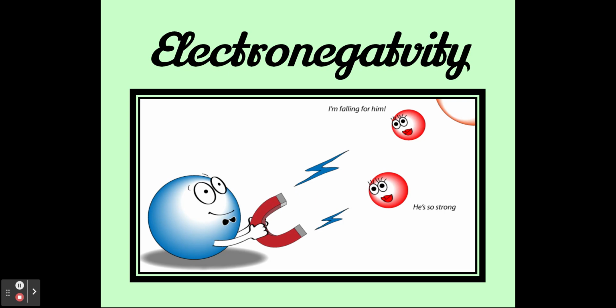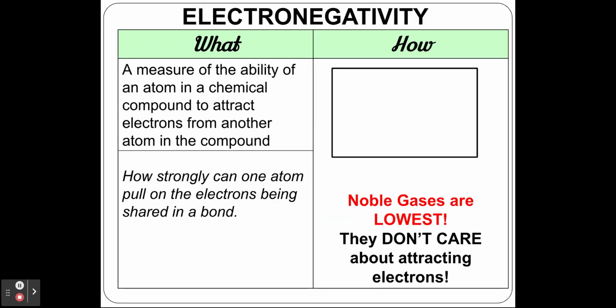So what about electronegativity? So electronegativity is how much the atom is pulling the electrons in a bond. So these are bonded atoms pulling on their electrons that are shared. So electronegativity, what is it? It's a measure of the ability of an atom in a chemical compound to attract electrons from another atom in the compound. So basically, it's saying how strongly can one atom pull on the electrons being shared in the bond. So we saw that in the picture.